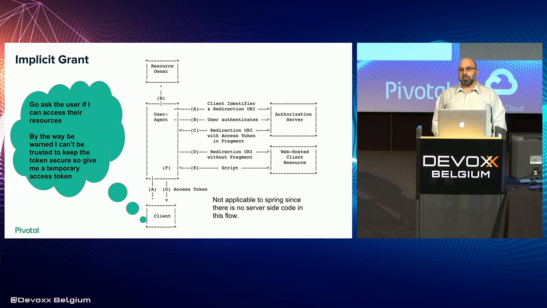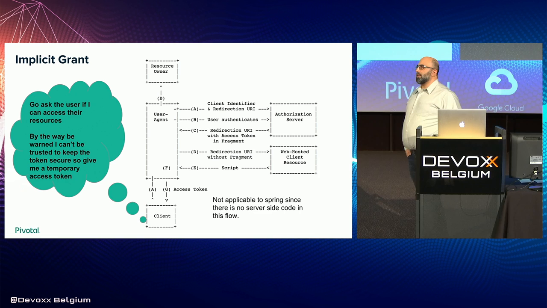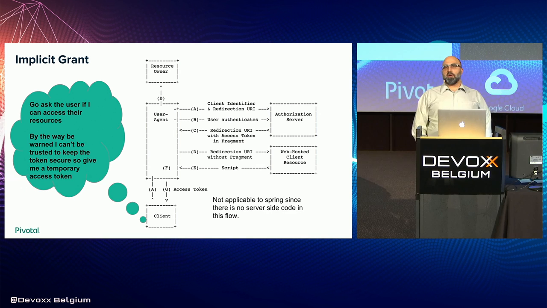And here, you're basically saying to the authorization server, go ask the user if I can access their resources. However, by the way, I can't be trusted with any of the tokens you give me back. I might actually lose those tokens. Somebody might snoop on them because you're getting these tokens over an insecure channel. And therefore, don't give me any long-lived tokens. Don't give me a refresh token. Right? There's no reason for you to be using this flow. Okay, so erase it out of your mind. Just covering it for completeness.